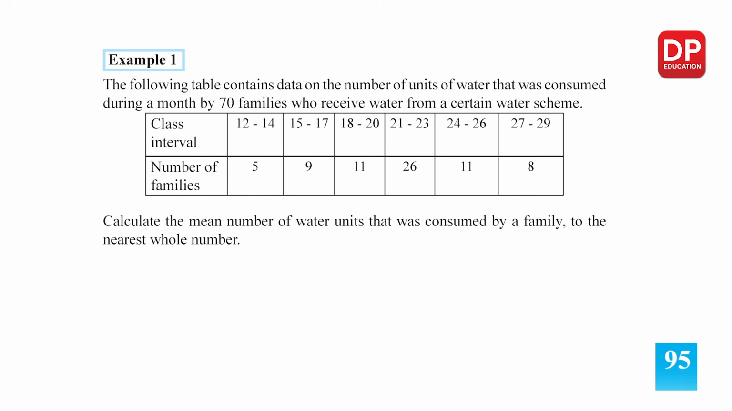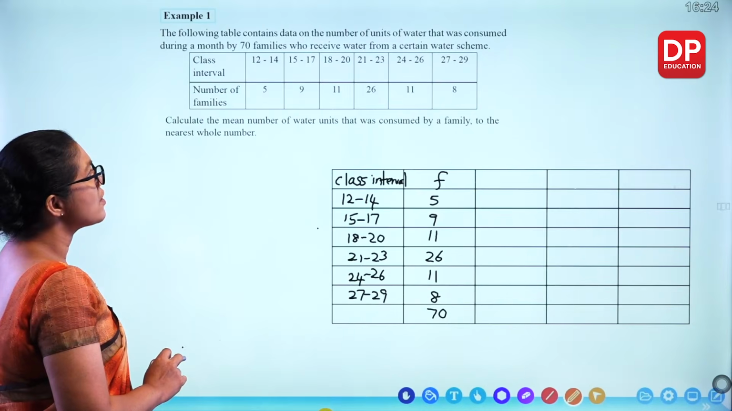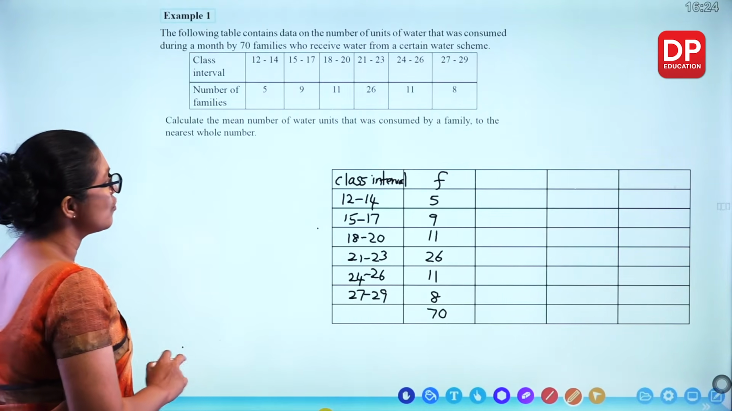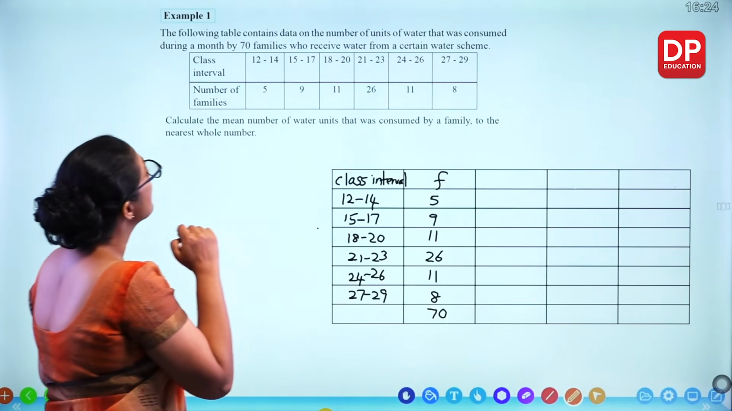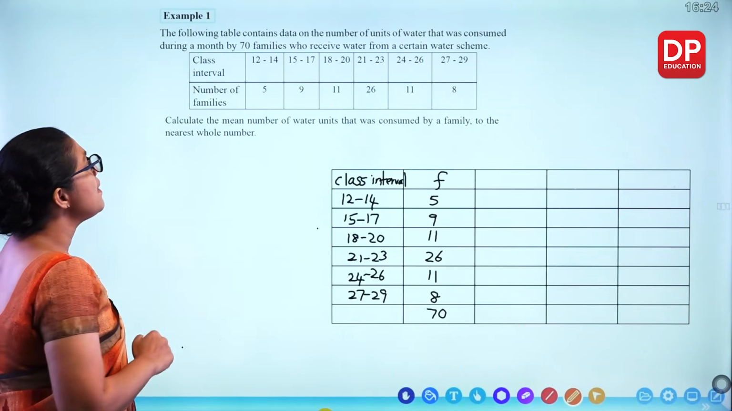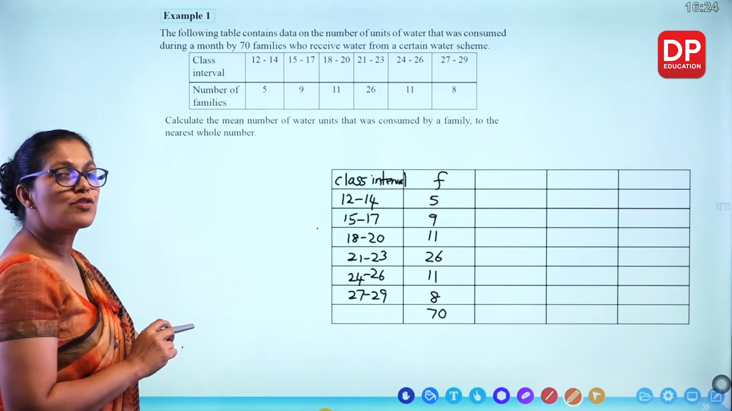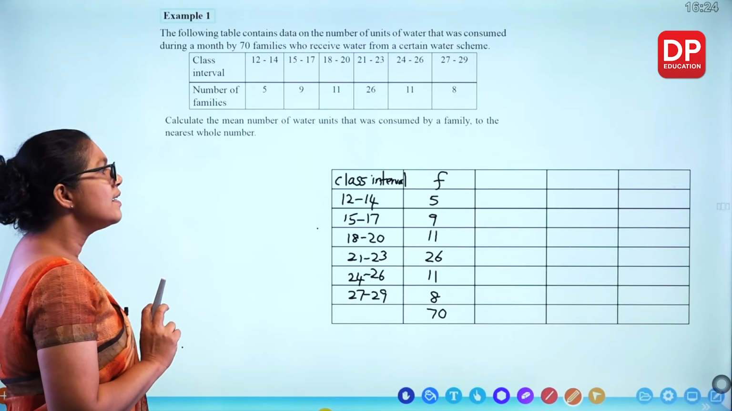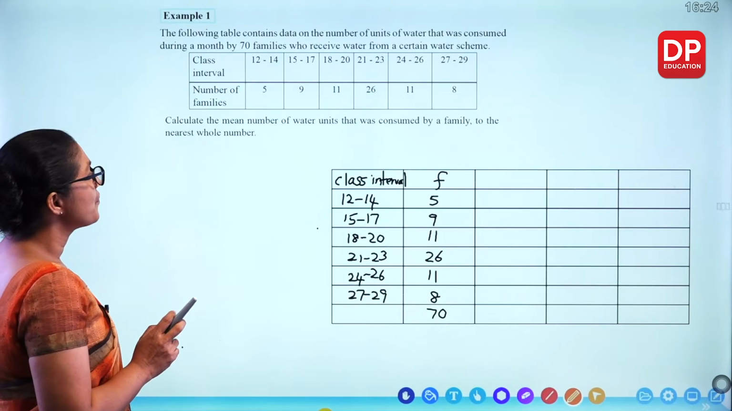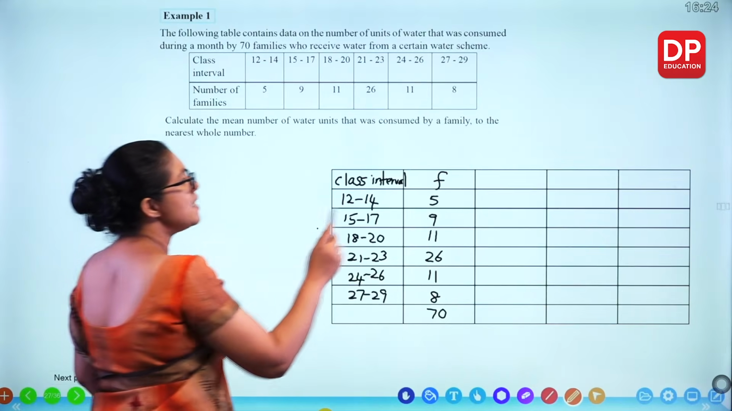We'll take example 1. The following table contains data on the number of units of water that was consumed during a month by 70 families, so the total is given as 70, who receive water from a certain water scheme. Calculate the mean number of water units consumed by a family to the nearest whole number. Now we'll try the assumed deviation method to find the mean. What's the first step? You take the class mark or mid value.